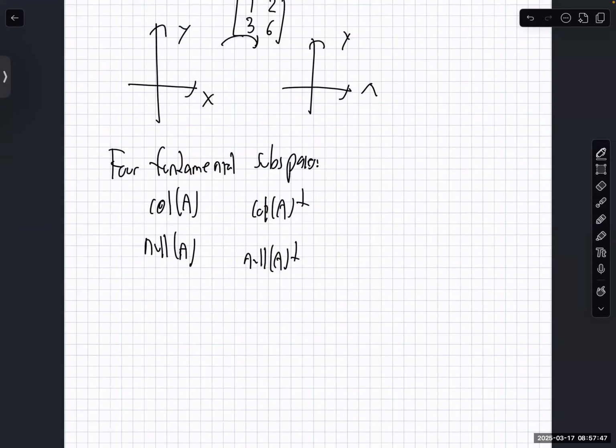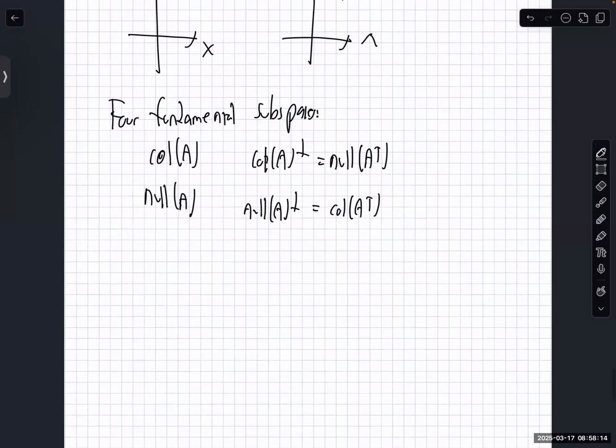And do you remember the easy way to calculate these? The complement of the column space is the null space of A transpose. Is that ringing some bells? And what about the complement of the null space? Yeah, column space of A transpose. Good. And then where do they live? Column space of A, input or output?